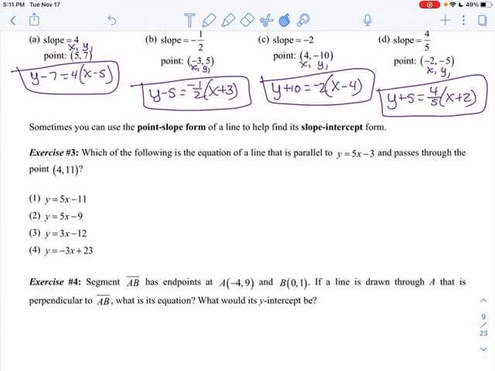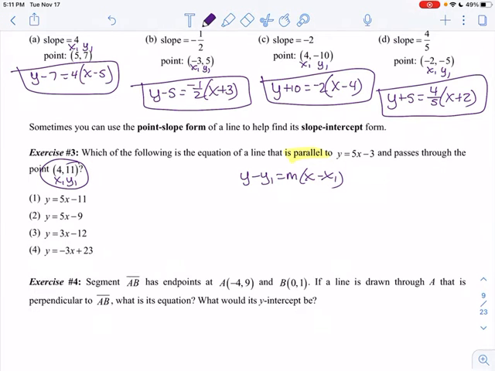All right, so sometimes you're going to use that point slope form to help you put it into slope intercept form. So which of the following is the equation of a line that's parallel, that's important, and it's parallel to y equals 5x minus 3, and it passes through the point 4, 11. So remember, in order to use this, I need a point and a slope. I have a point. My point is 4, 11. So this is my x1 and my y1.